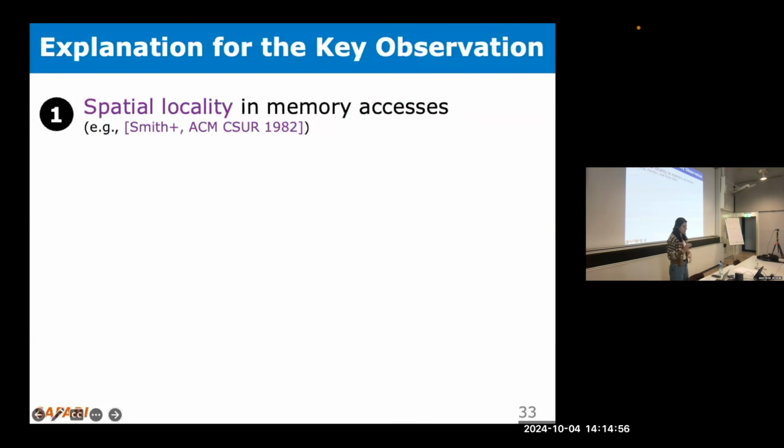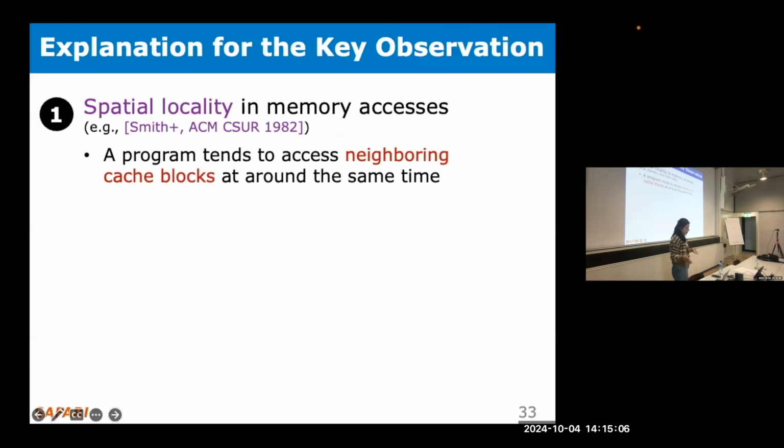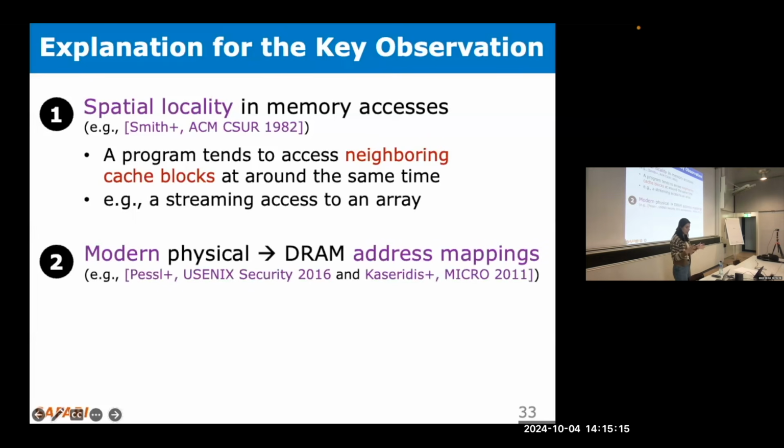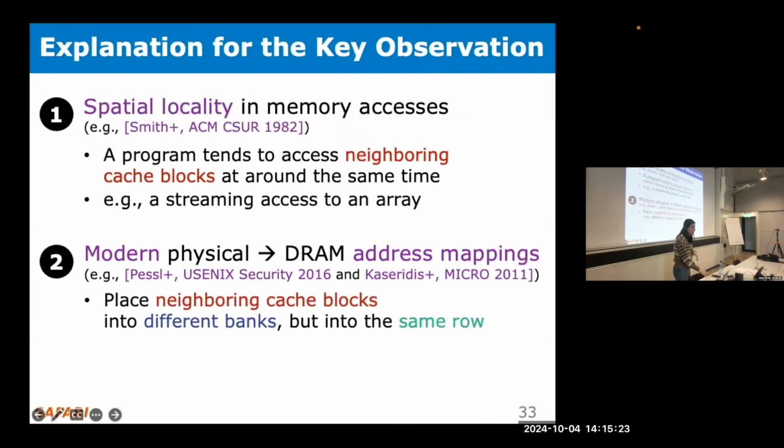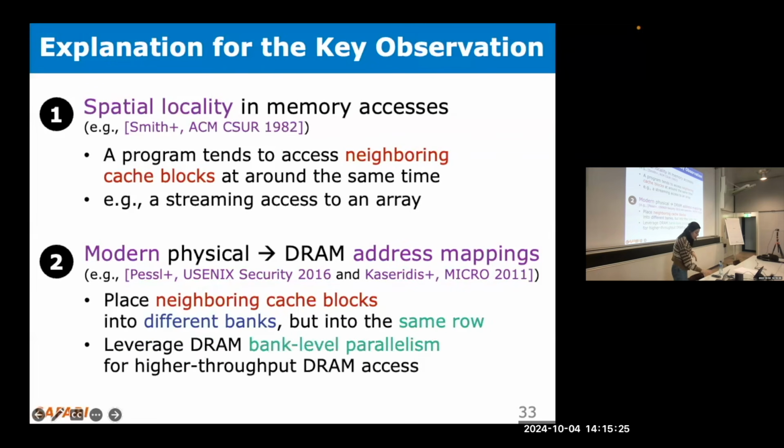There are two causes for our key observation. The first one is the intrinsic spatial locality in workloads' memory access patterns. A program usually accesses neighboring cache blocks at around the same time. And the prominent access pattern that leads to this behavior is streaming through the elements of an array. The second cause is modern physical address to DRAM mappings that place neighboring cache blocks into different banks, but into the same DRAM row. They do this to leverage bank level parallelism to get the most out of the available DRAM data transfer bandwidth.